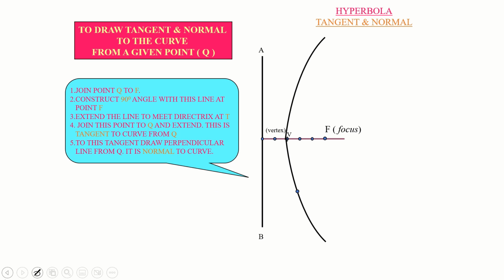Fix any point Q on the curve, connect Q and F, and to this line draw a 90-degree line up to the directrix and then connect this point through Q, and that is the tangent line. For the normal, 90-degree to the tangent, draw another line passing through Q, so that is called normal. So this is the method to draw tangent and normal for the above said curves.